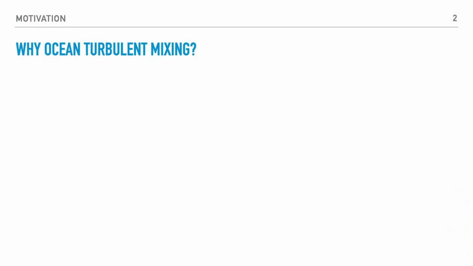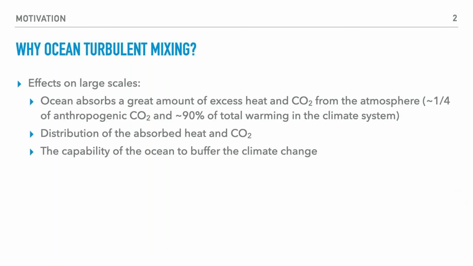So why do we care about ocean turbulent mixing? On the large scale side, the ocean absorbs a great amount of excess heat and CO2 from the atmosphere. We know that it takes about a quarter of the anthropogenic CO2, and about 90% of the total warming in the climate system. And ocean turbulent mixing affects the distribution of the absorbed heat and CO2, and therefore the capability of the ocean to buffer the climate change.